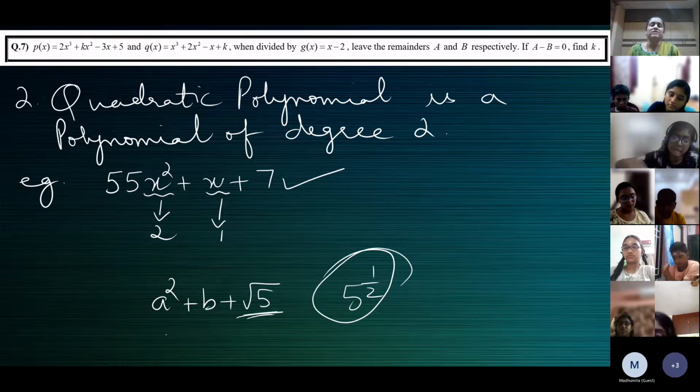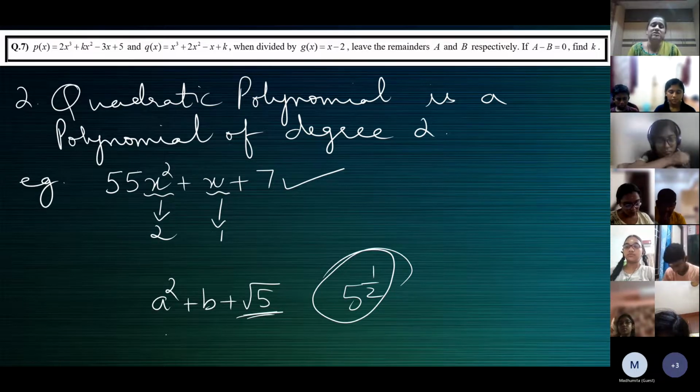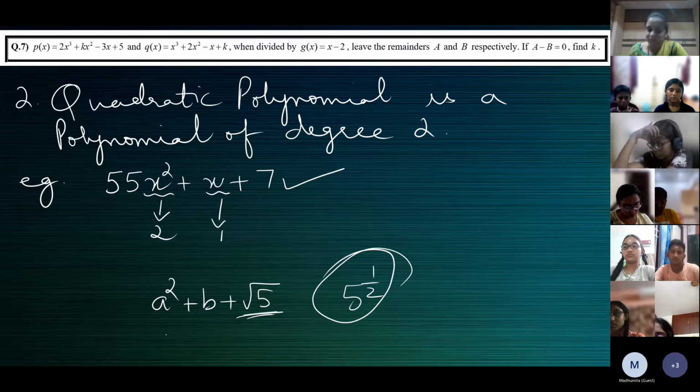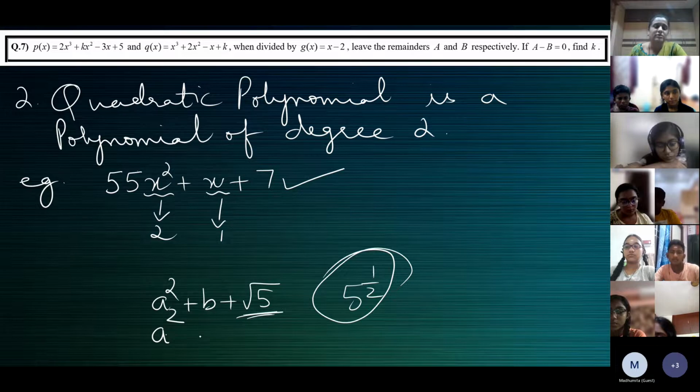A polynomial is an algebraic expression in which the variables involved have non-negative integral powers. So the variables must have whole numbers as powers. Now the variable here is A. The power is a whole number, 2. The next variable is B and its power is 1. It is a whole number.